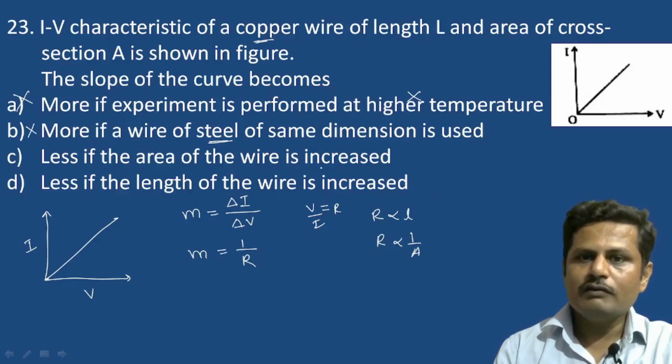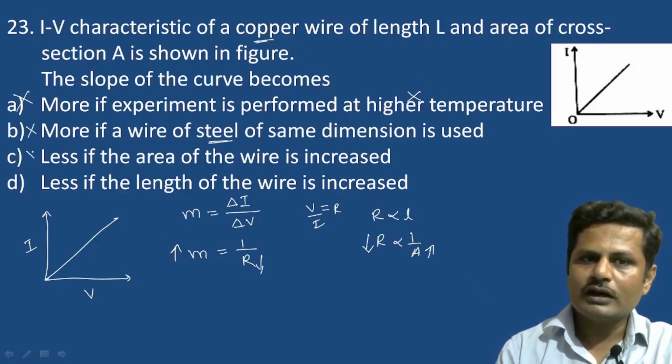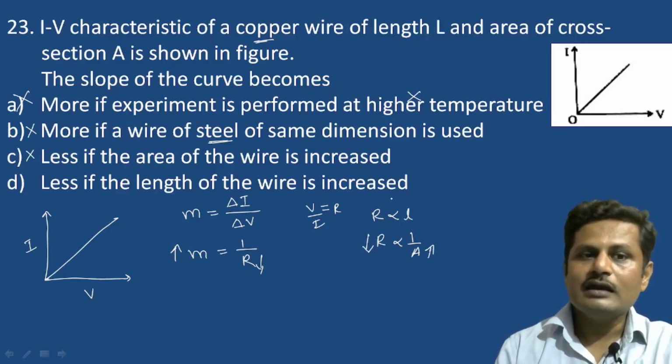If the area of the wire is increased, we know that if the area increases, resistance decreases. When the resistance decreases, what will happen? The slope increases. But here what is happening? What they have given is less, so this is not correct. It is more if the area of the wire is increased, but they have given less, so it is not the correct answer.